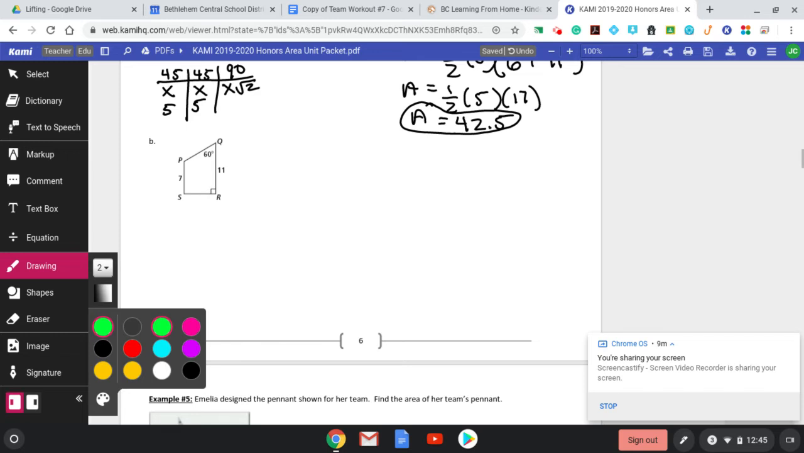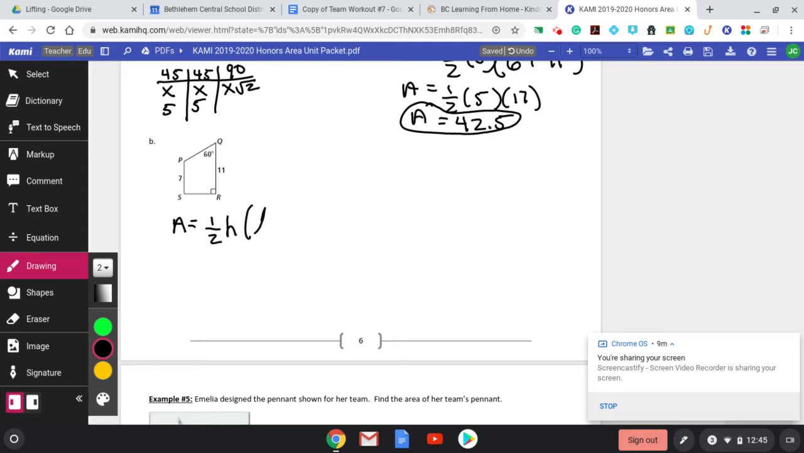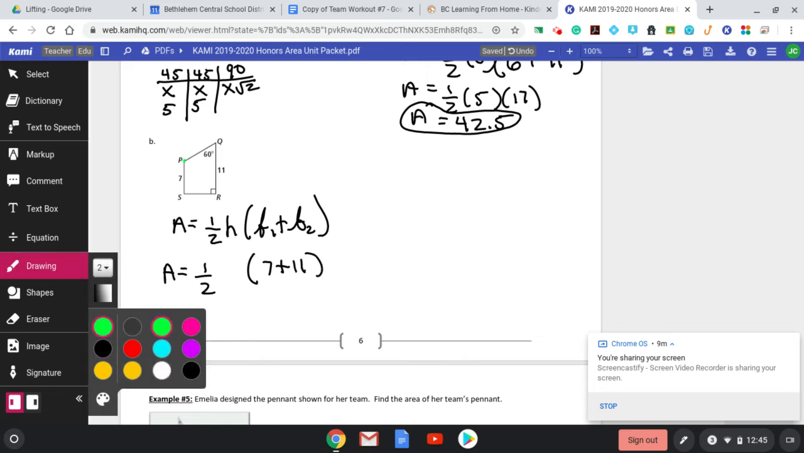Next trapezoid. Oh, I see the old 60 there. I know what's coming. So area equals 1/2 height, b1 plus b2. Once again, I'm given the bases, 7 plus 11. Now I got to get the height. Let me draw it in. I'll do it from P down. So there is the height I'm trying to find.